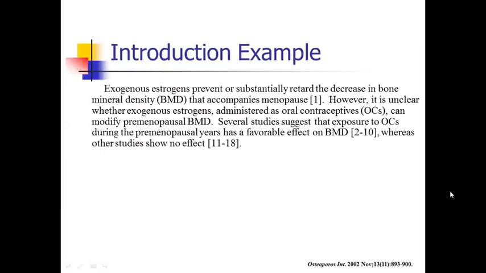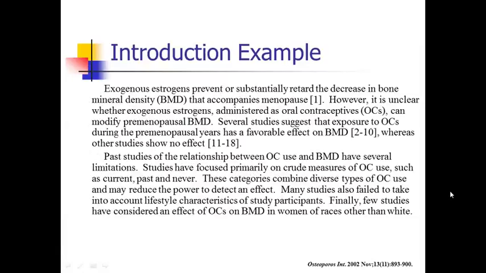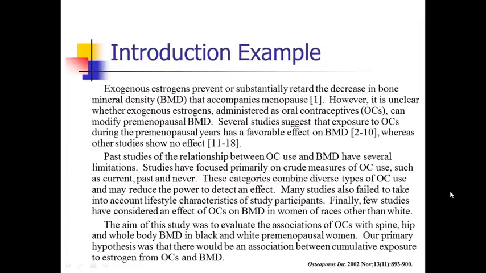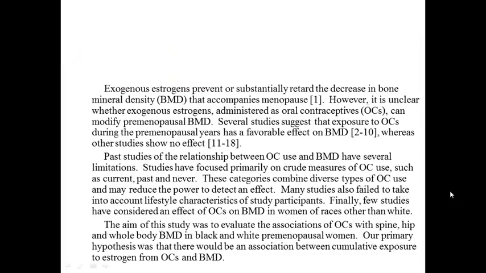All right, another example. This one's actually 3 paragraphs long. So this one says exogenous estrogens, so these are if you're taking estrogen pills, prevent or substantially retard the decrease in bone mineral density that accompanies menopause. So we know if you give estrogen pills to postmenopausal women that will stop them from losing bone density. So that's the known.